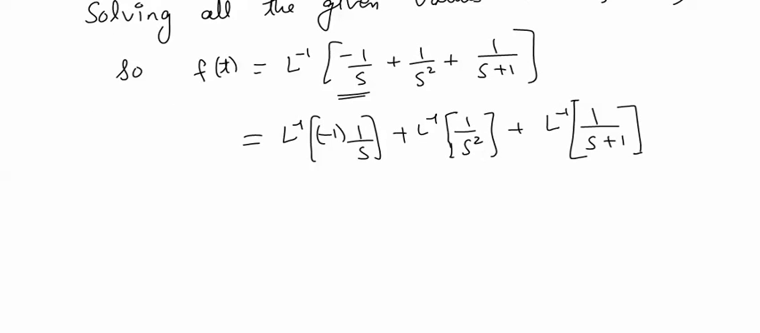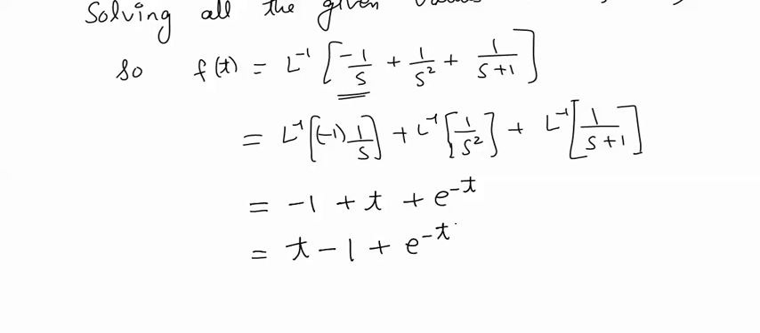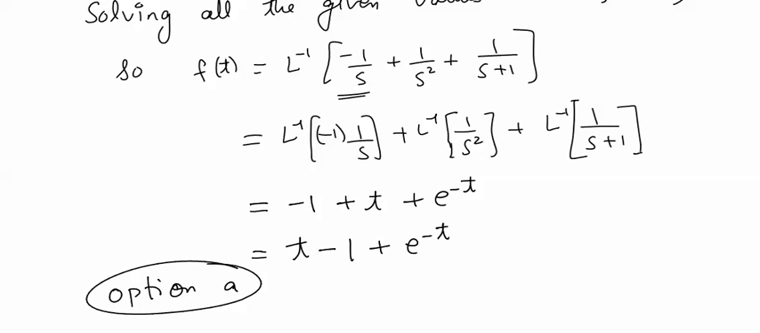If you get these particular things, you will win the game. How? Let me explain. Simple, Laplace inverse of 1 by s is 1, so it is minus 1 plus t plus e raised to minus t. If I rearrange according to the options, t minus 1 plus e raised to minus t. Which option? Option A. That is how you could have got a mark in GATE 2010, right? Clear? These are the types of questions which can be asked.